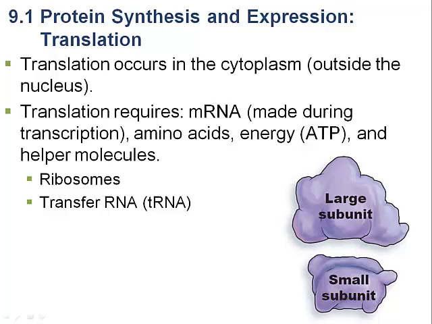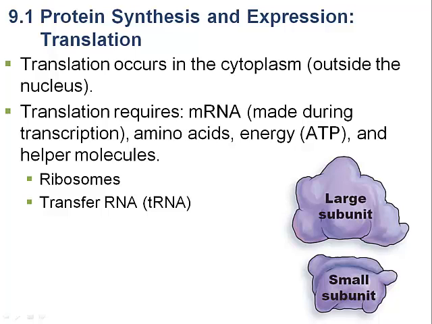Amino acids are required. This would be common sense given the fact that proteins are long chains of amino acids. Energy is needed, as you would imagine, and there are some helper molecules as well that are needed. And so we want to introduce the helper molecules at this point. Ribosomes and transfer RNA are going to be the helper molecules that play a role in this process. Now at the bottom right hand side of this screen we have the two parts of a ribosome.